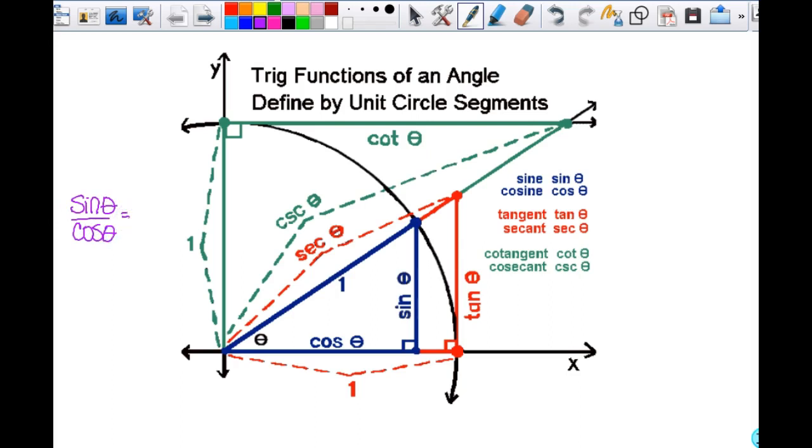That's equal to, well, the leg that corresponds to sine is this one right here. That's the length, that's the tangent value. This leg that corresponds to the cosine value is this leg down here, which is now the radius of that circle, so it's over 1. Therefore, sine theta over cosine theta is tangent theta.